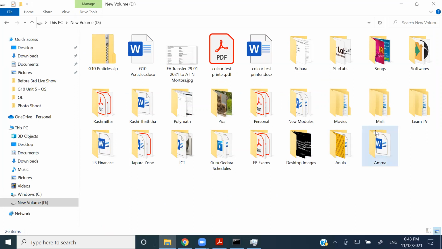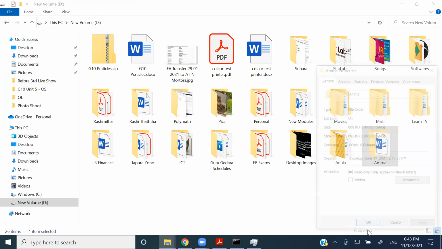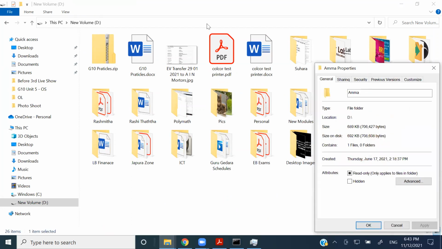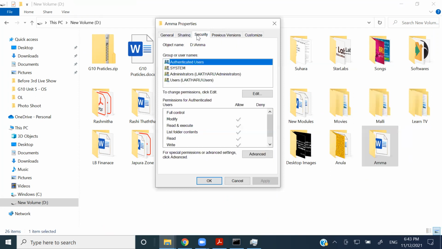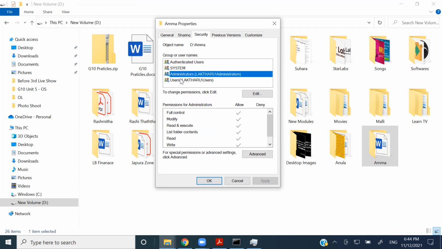You can right click on a particular folder and go to properties. Once you go to properties, you can go to the security tab. Then here you can see modify, read and execute, list folder contents, everything is allowed, right? So there are different kinds of users over here.